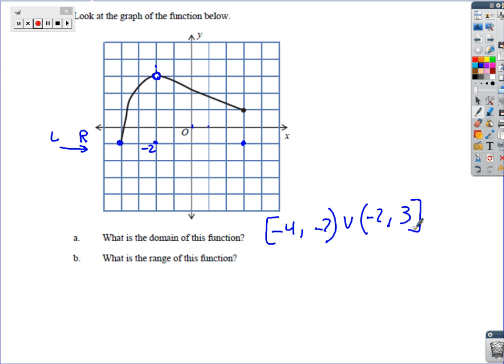For range, we're looking at the y values, so it starts at -1, ends at 3. So your range is going to start at -1, but 3 has a hole there again, so that means it's undefined there, so you have to put a parenthesis for the 3. And that completes pages 1 through 5.